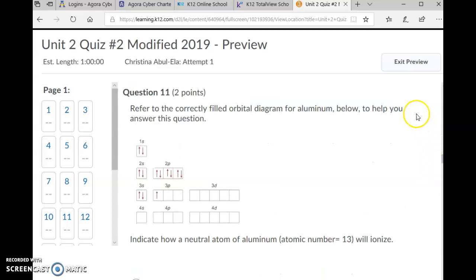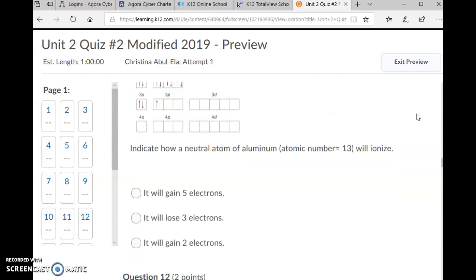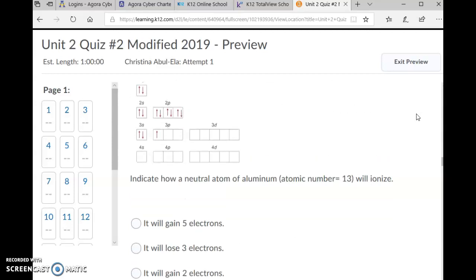Question 11. Refer to the correctly filled orbital diagram for aluminum below to help you answer this question. Indicate how a neutral atom of aluminum, atomic number 13, will ionize. Let's see if I could go up a little bit so you could see the whole thing. It will gain 5 electrons. It will lose 3 electrons. It will gain 2 electrons.